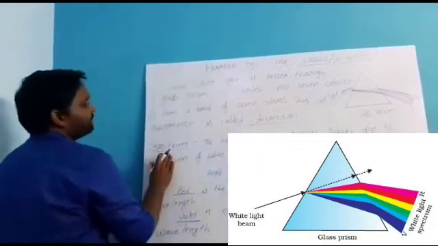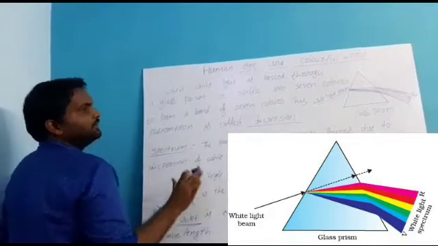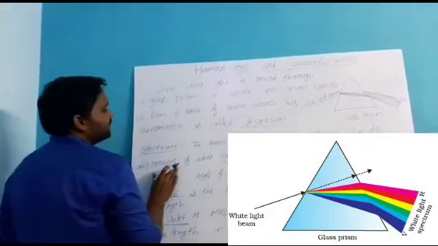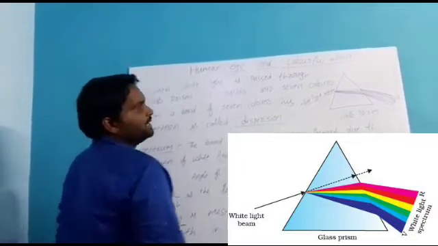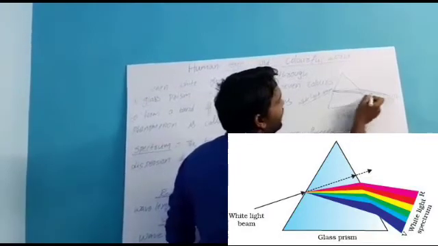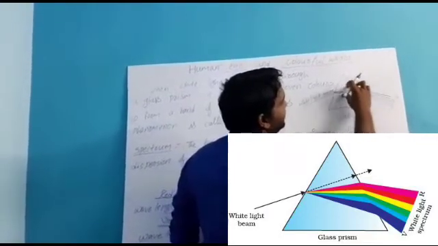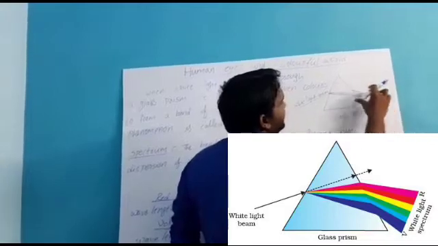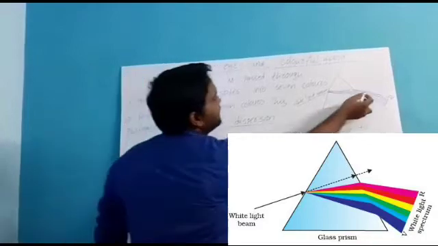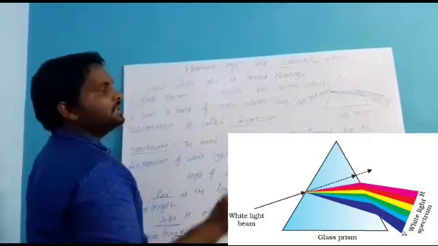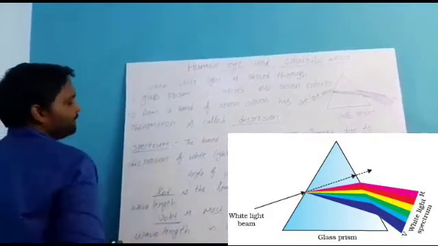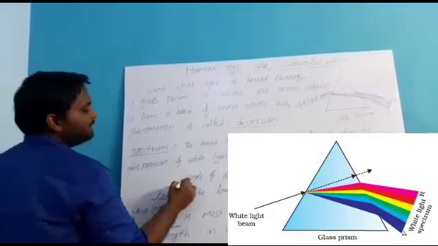Now, spectrum. What is spectrum? This is also a very good definition. The band of 7 colors formed due to dispersion of white light is called the spectrum. See here the 7 colors, how they are formed like a band. This band is called the spectrum. The band starts with violet color and ends with red color. That is called the spectrum.